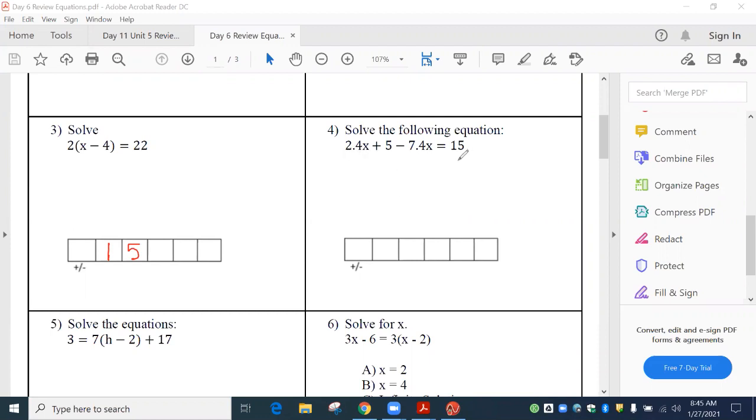All right. Now we're going to go look at this one. One of the things I'll tell you is, if we were doing a question like this, most answers tend to be whole numbers.